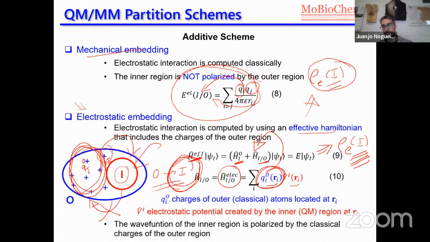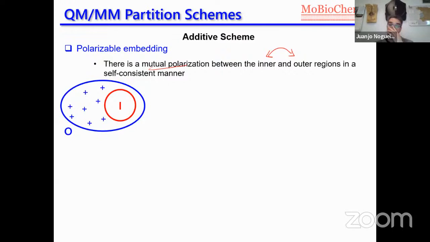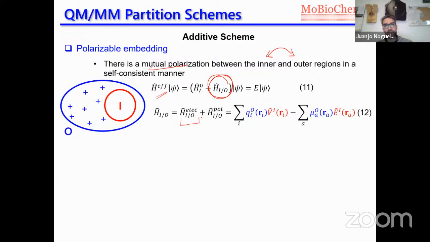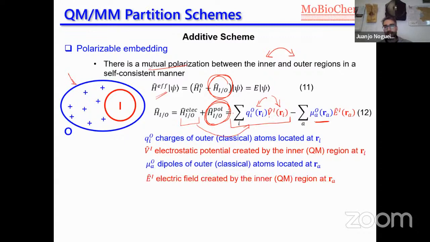Okay, but now we can also polarize the outer region. So we can introduce a mutual polarization between both layers. So we have, again, the inner region, the outer region, and the classical charges of the outer region. Again, we have this effective Hamiltonian. But now, in this interacting Hamiltonian, we have the electrostatic interaction between both layers, which is, as before, this term: the interaction between the classical charges and the electrostatic potential created by the inner region. But now we also have this polarization term. In it, we have the interaction between the dipole moments of the outer region and the electric field created by the inner region. So here we are including this polarizable interaction.